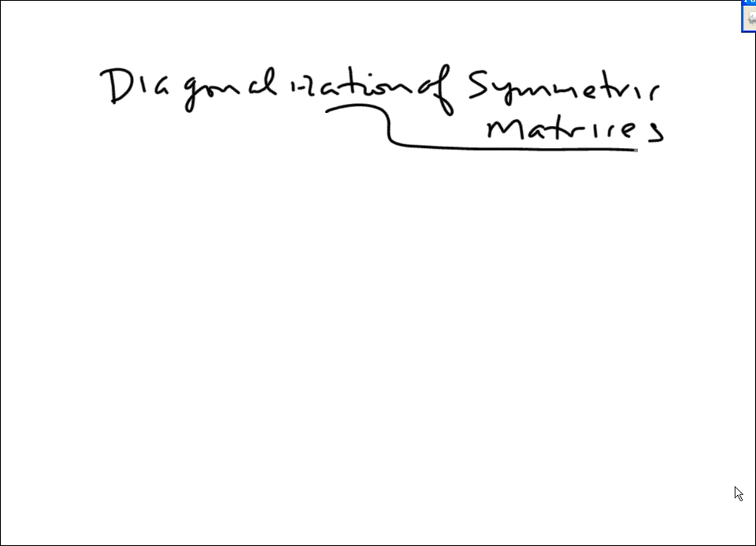What is a symmetric matrix? It's not a new term for us. A matrix is symmetric when A equals A transpose. That's the definition of a symmetric matrix. Let me just write this up a little bit higher.